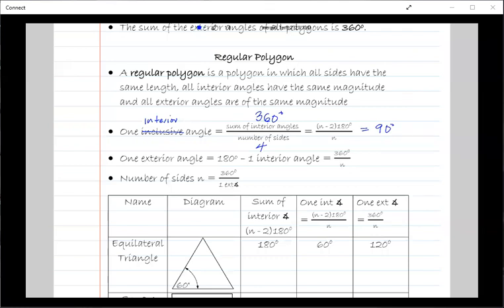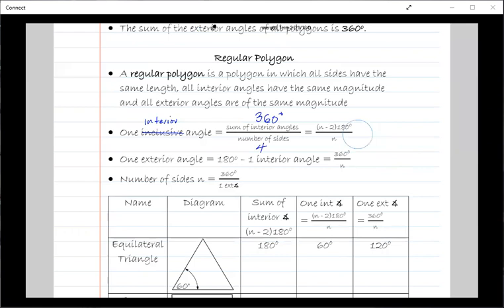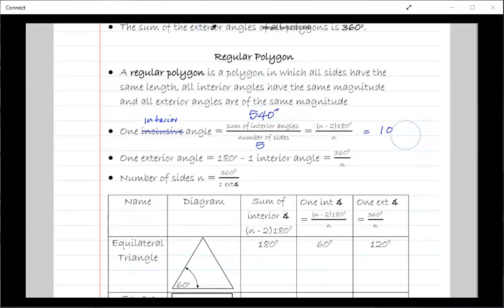Now, the next one is a pentagon. I think the angles in a pentagon add up to, I think it is 540 degrees. Now a pentagon has 5 sides. If you divide that by 5, you're going to get what? 108. So each interior angle of a regular pentagon would measure 108 degrees. So all that this is saying is that if you have a regular polygon, to determine the size of one interior angle, it is the sum of the interior angles divided by the number of sides.